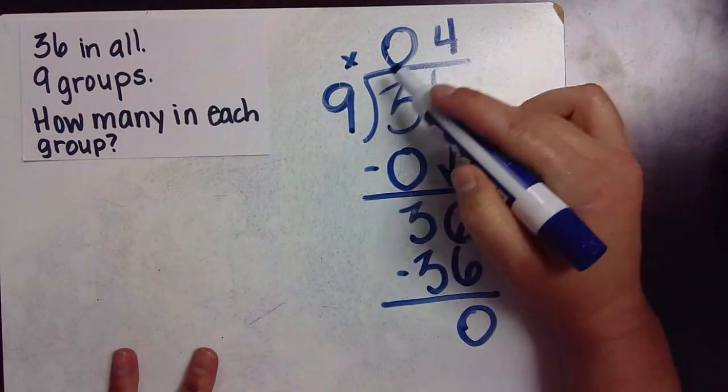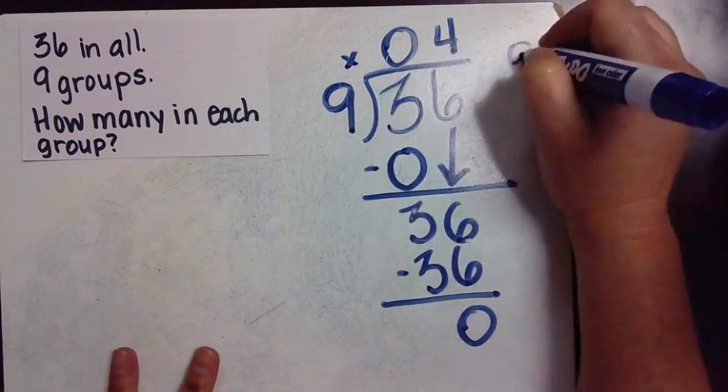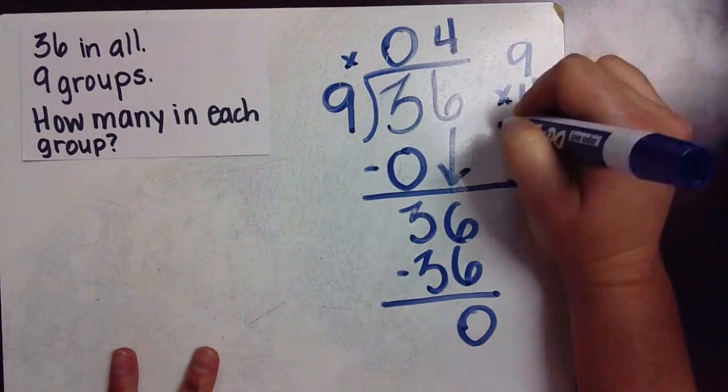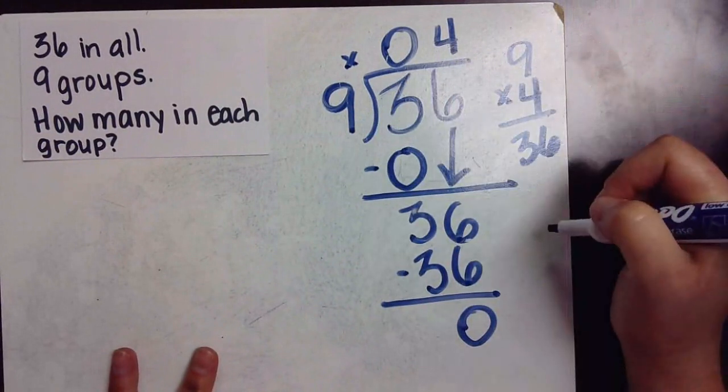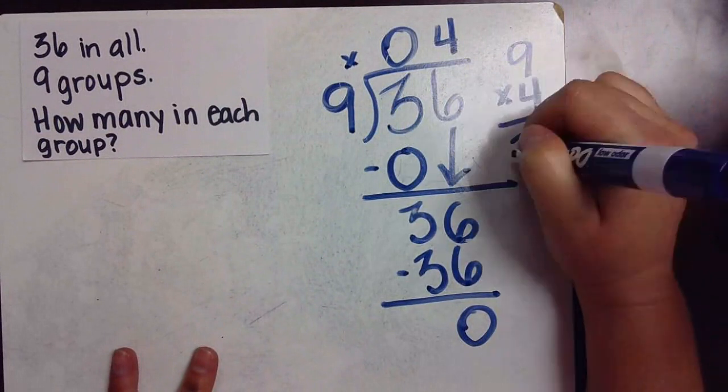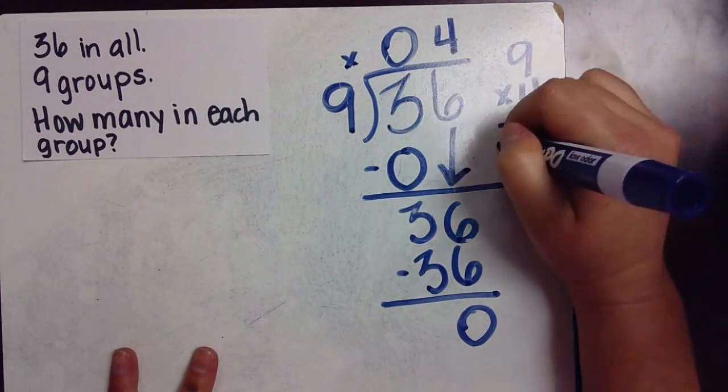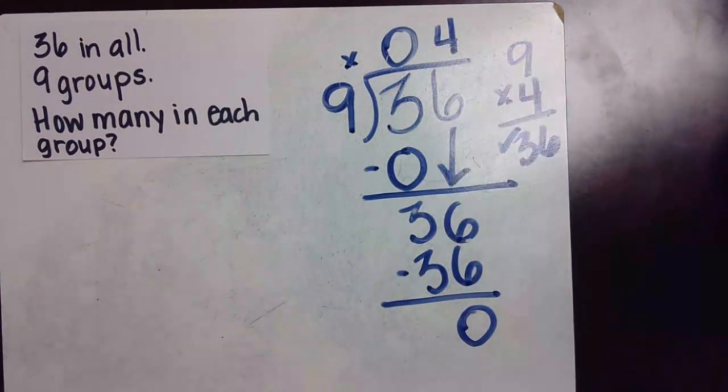To check it, I'm going to multiply my two smaller numbers. So 9 times 4 is 36. And there's no remainders to add in there. So is 36 my dividend? Check. All right. Hopefully you did all that in your math journal along with me so you can use your math journal to help you solve the problems today.